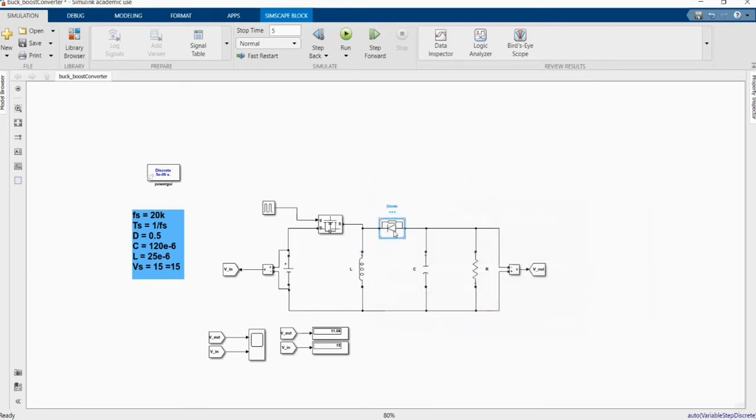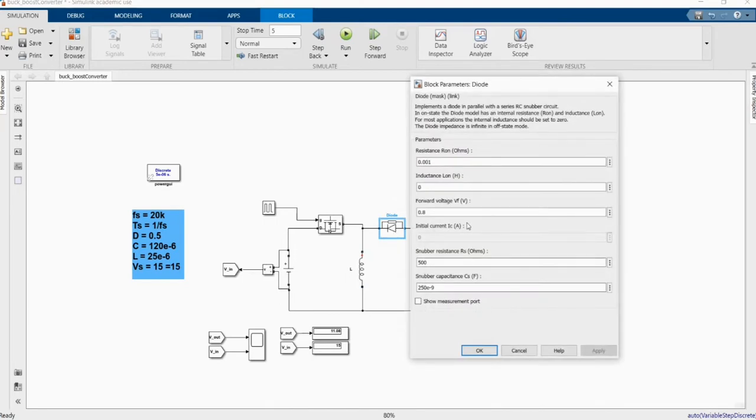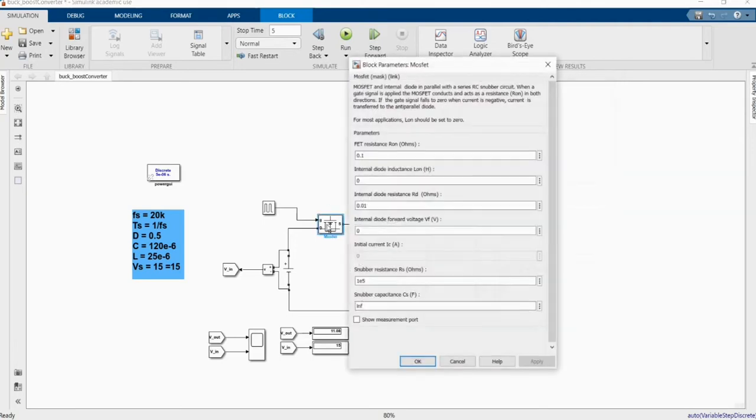Here we have diode, which we didn't change anything. Just take from the library browser and then put there. You have our MOSFET as a switch. We didn't change anything. You can use it as this.